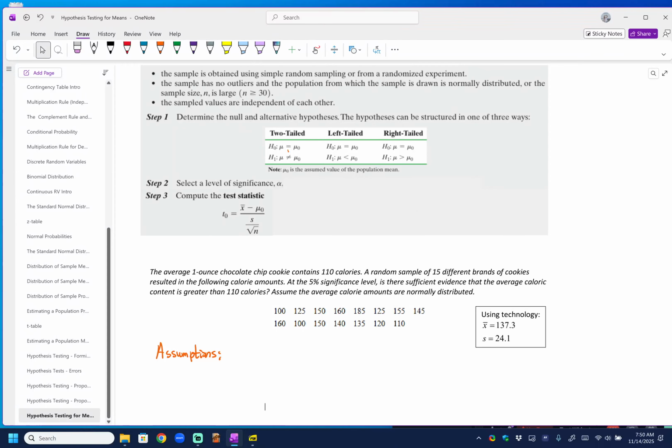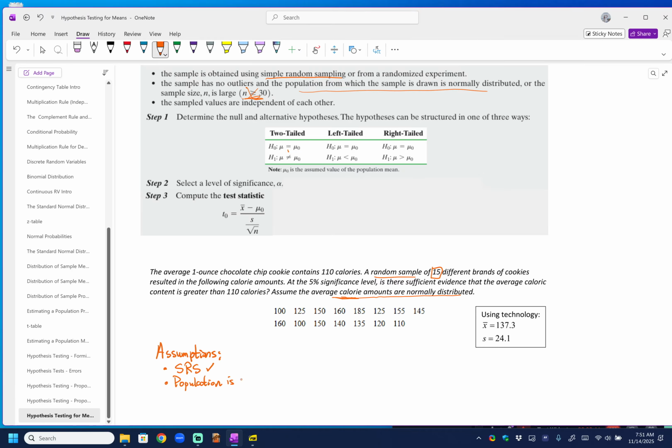Starting with our assumptions, our first important thing is our SRS, which you can see is right here. So that's all good. The second one is our normality assumption. Remember that by the central limit theorem, we're normally looking for n greater than or equal to 30, but right away you're going to see that that isn't happening. So there has to be some other thing that is true to make this normal, or we really can't use these methods. If you recall, if the population is normal, then we're good to go. And you can see that the cookie calorie amounts are normally distributed. That's saying that the population is normal.